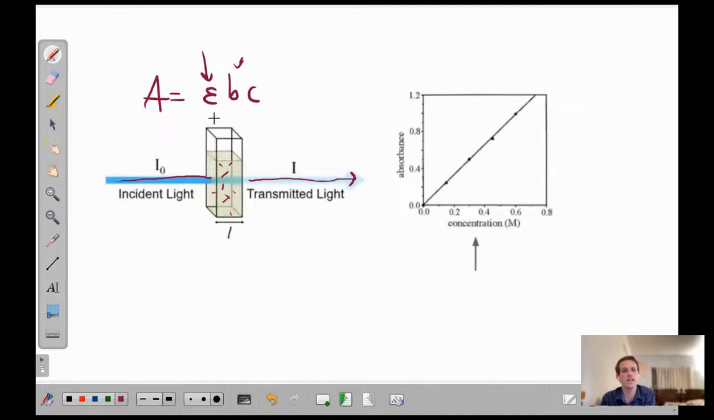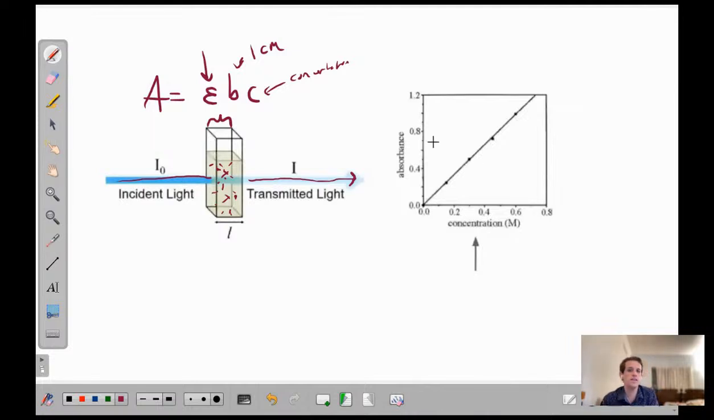This is based on the length. So the longer distance it's going through, the more chance some of the light's going to scatter and be absorbed by the solution. Usually we use 1 centimeter in the lab, although technically you could use different sizes. And then this is finally the concentration of the material. The more concentrated it is, the more particles you have in your solute, the more chance that they're going to disrupt the light from going through.